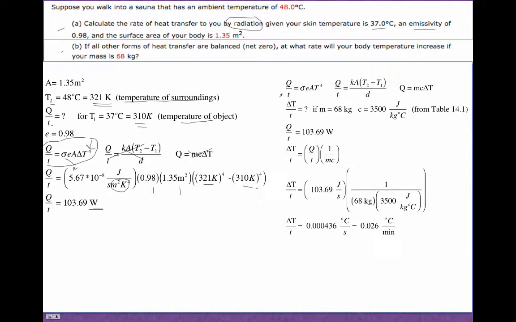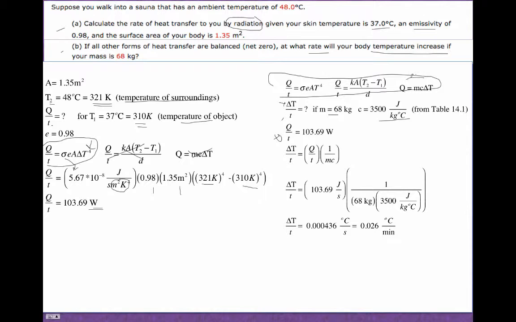We have these again, right? We're really hunting for the change in temperature over time. So we're hunting for how fast my body temperature increases, and a rate is per time. So delta T over t. We've got these. We've got this from part A. Q over t is 103.69 watts.